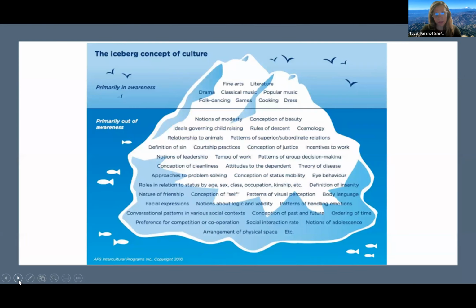So I want you to take some time now again to consider the iceberg concept of culture. Consider what is primarily in our awareness when we think about culture. And then start to read about what is primarily out of our awareness. And I want you to pause on this slide for a little bit, and I want you to look at these examples of what is part of culture that is typically out of our awareness. And I want you to think about what does this mean to you, right? What surprises you?